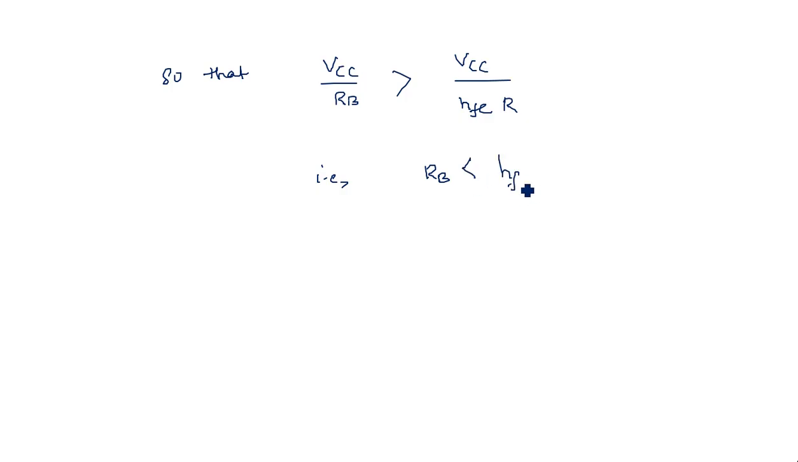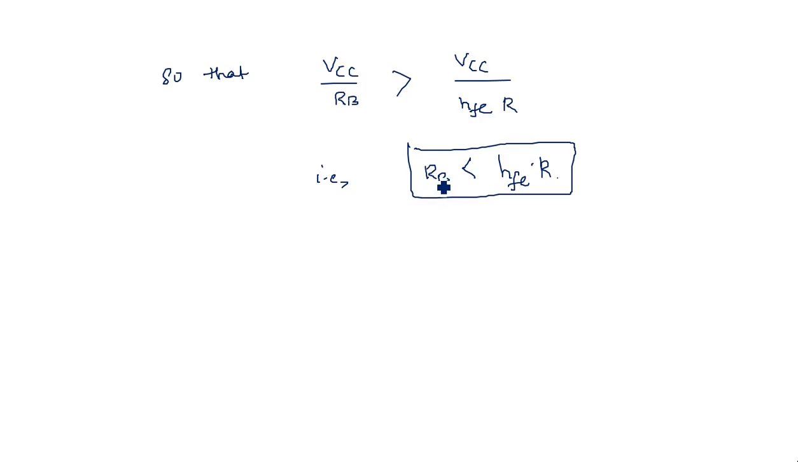So the condition is that VCC by RB must have a value greater than VCC by HFE into R. If you simplify this, VCC gets cancelled, RB goes to this side and HFE into R goes to the left hand side. So RB is less than HFE into R. This is the condition required for the bootstrap time-base generator to be designed with a BJT.